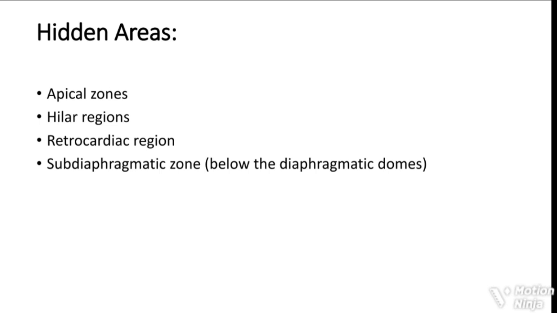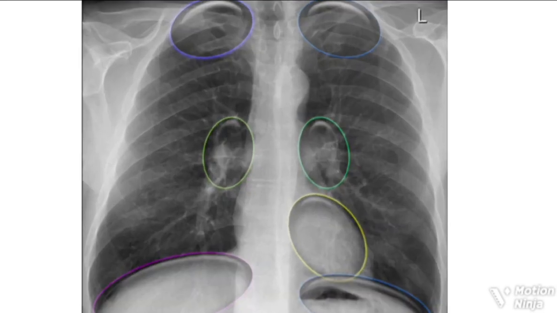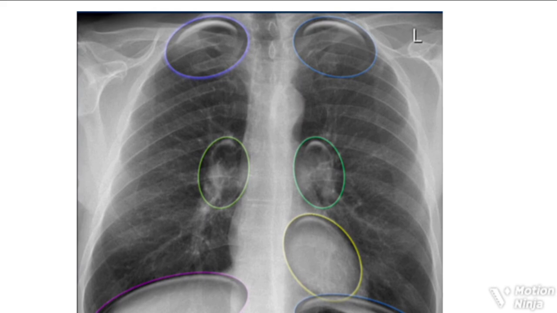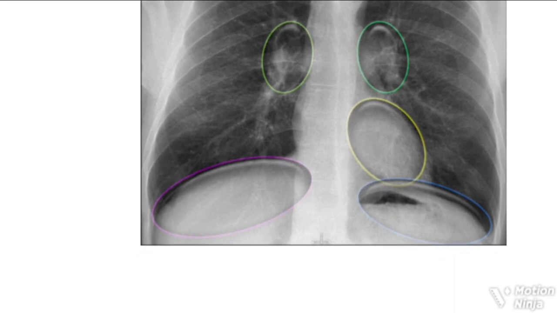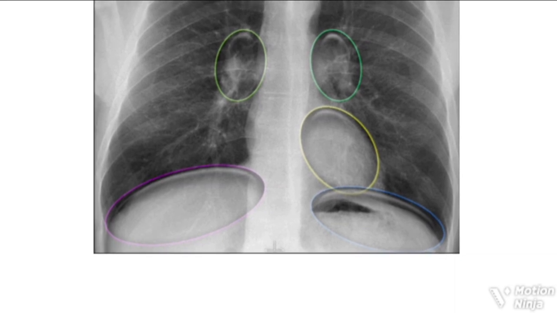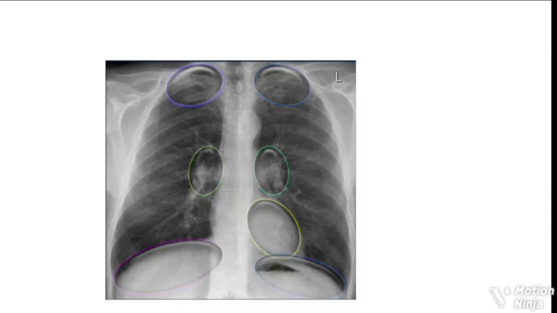Now, whenever you read a chest X-ray, you also have to look for certain hidden areas where sometimes you may miss things. That is the apical zone, the hilar region, the retrocardiac, and the subdiaphragmatic area. So these are the hidden areas. The apical zones, sometimes you can miss a Pancoast tumor in the apical zone. The hilar region, sometimes there can be lymph nodes or soft tissue swellings. The retrocardiac region might show some masses, swellings, etc. Subdiaphragmatic, subpulmonic abscess, etc. in the subpulmonic region. So all these areas should also be looked for while reading a chest X-ray.